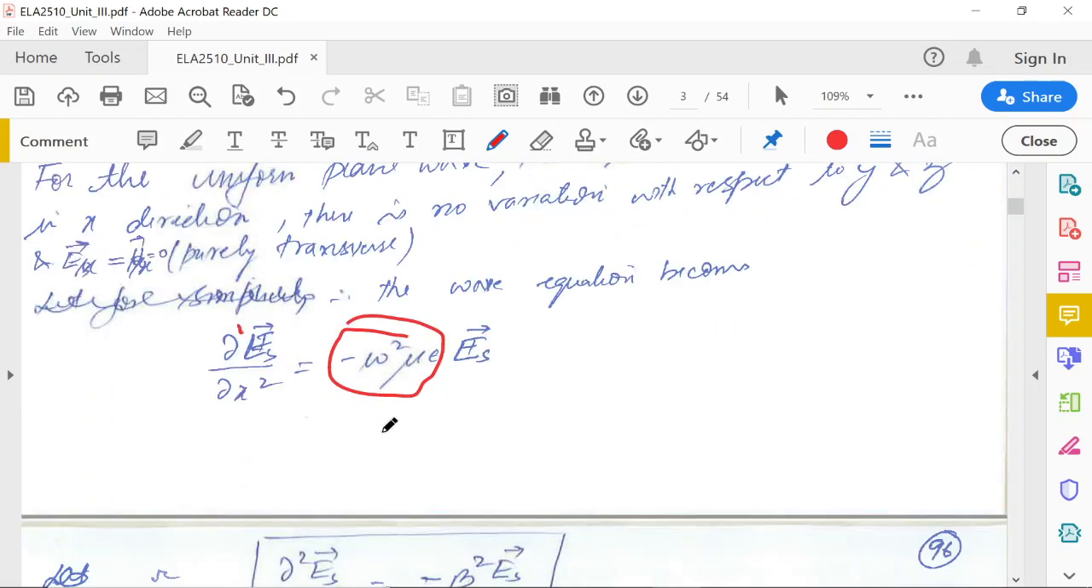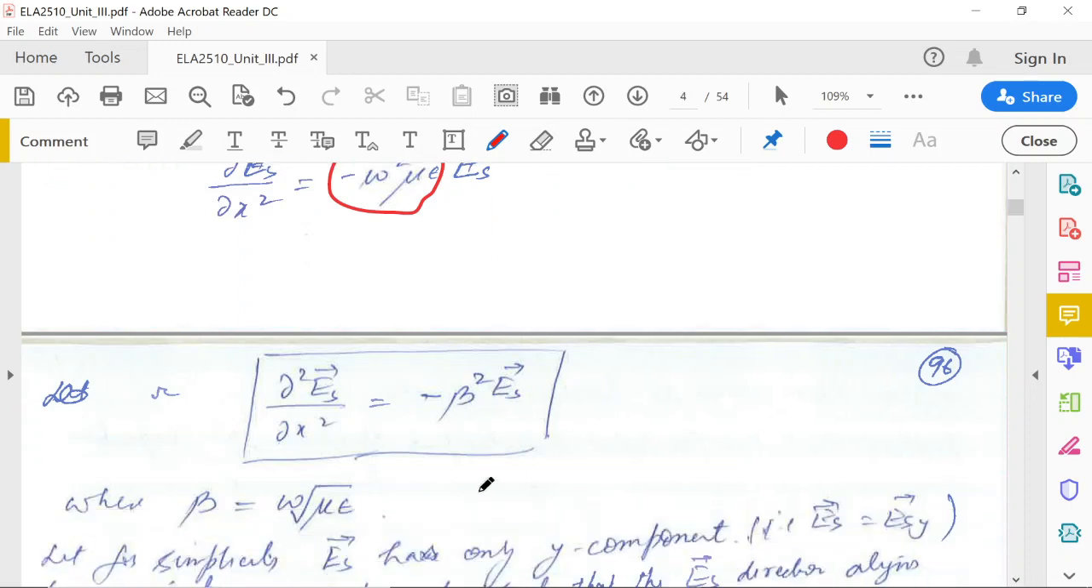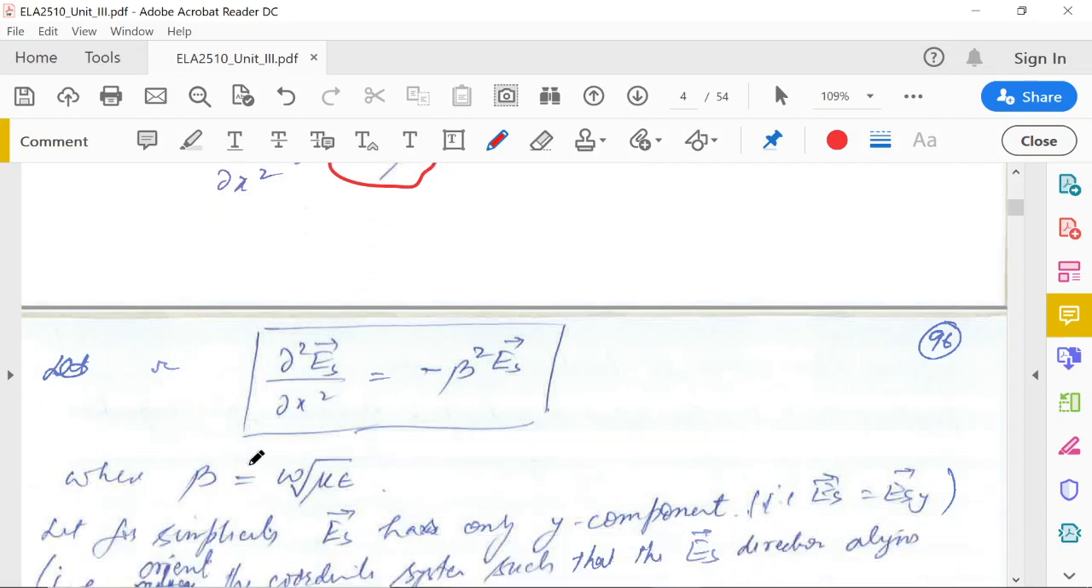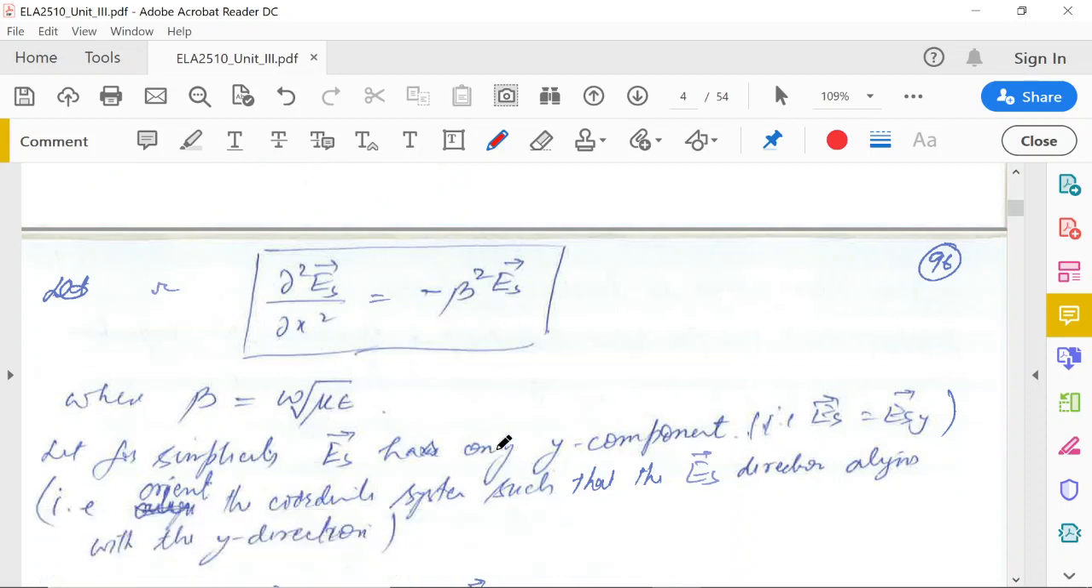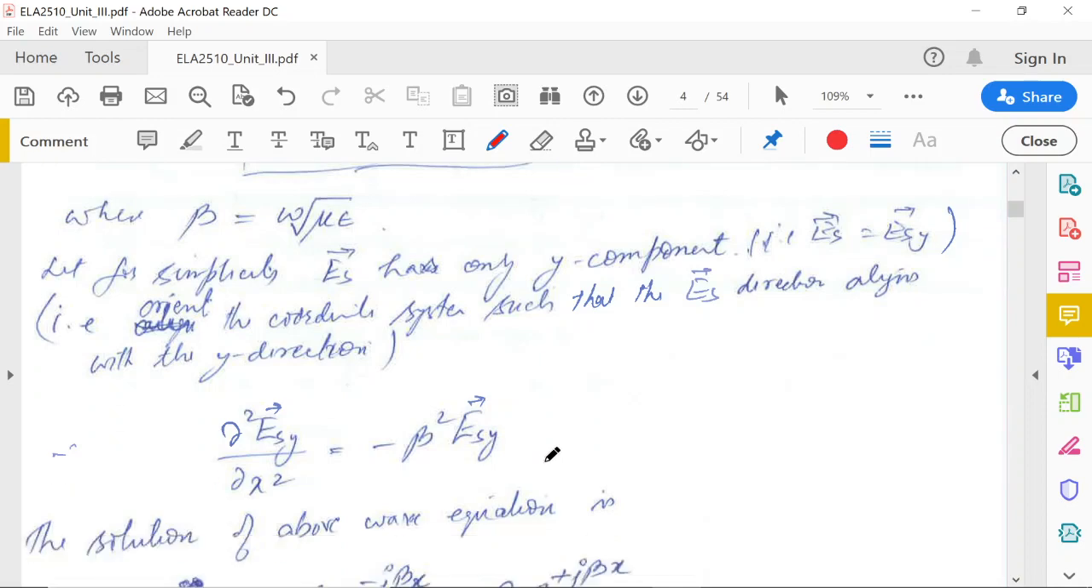Now here you have this equation, so we can represent this constant, minus omega square mu epsilon, to be minus beta square, some constant. We will see in later sections that this beta is called the phase constant. So let's assume it is some constant beta, which equals omega square mu epsilon. So beta equals omega under root mu epsilon. Now the solution of this wave equation will look like this.